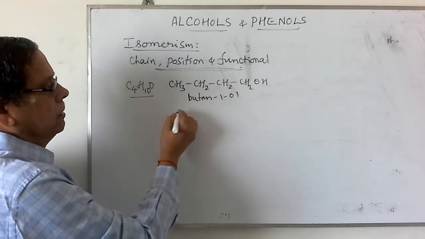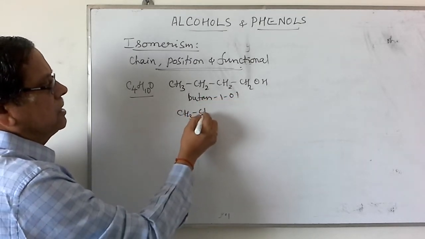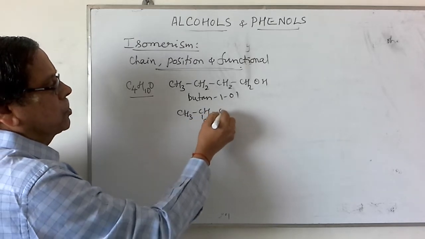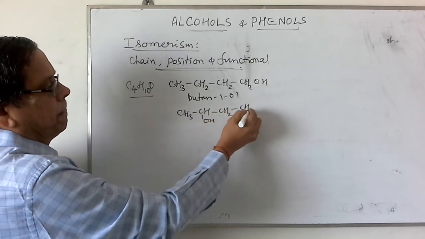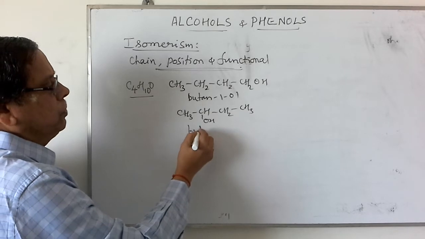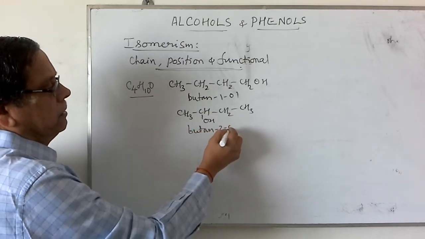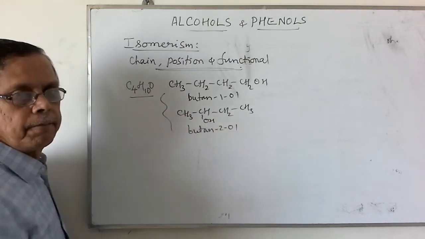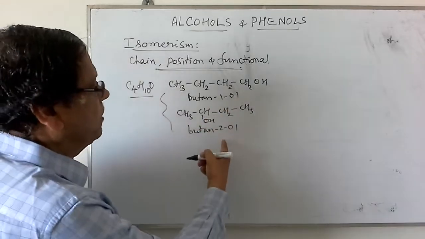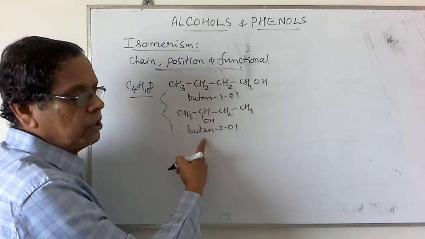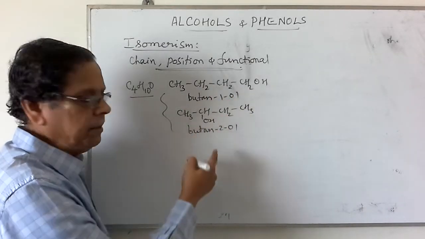Butane-1-ol: CH3, CH2, CH2, CH2OH. This is butane-2-ol: CH3, CHOH, CH2, CH3. These are actually position isomers. The OH group position is different in these two, having the same 4 carbon chain.